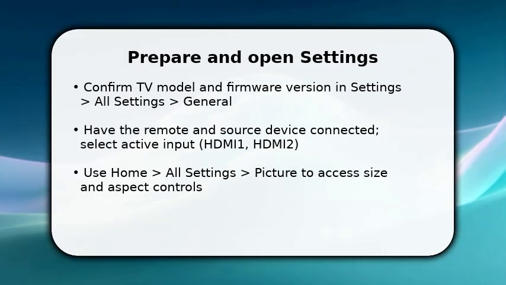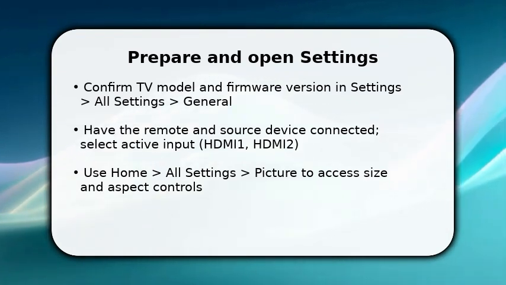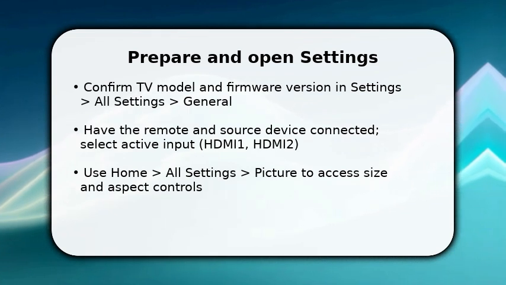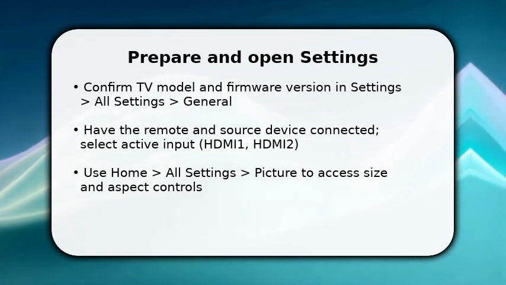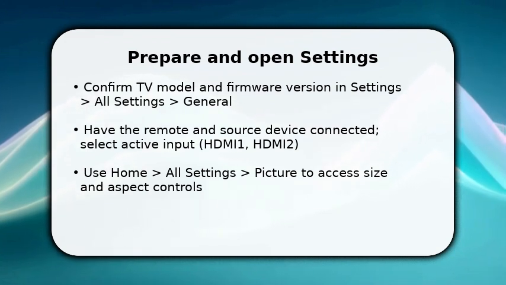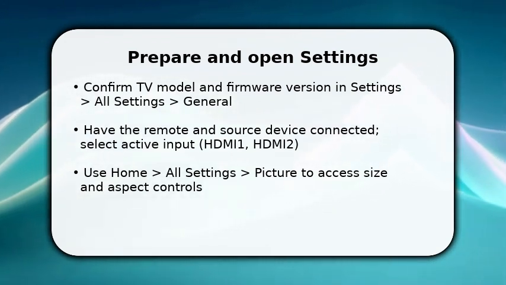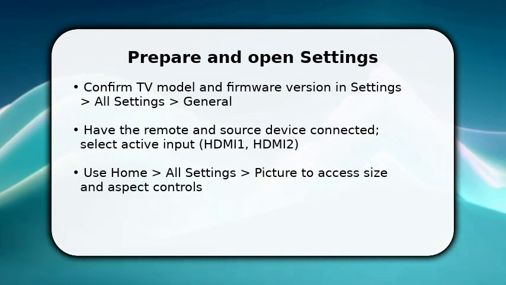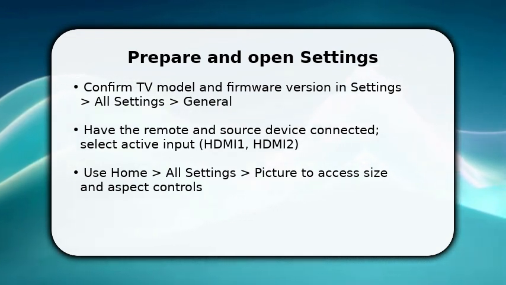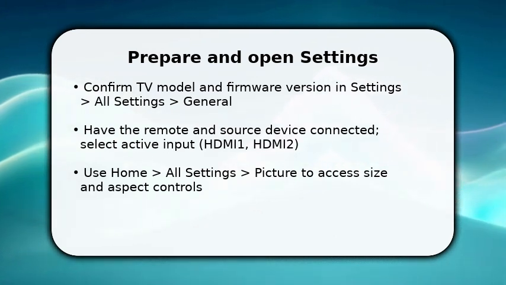You start by confirming the model and firmware so you know available picture options. Make sure the source device is connected and selected. Once done, press Home and go to All Settings, then Picture. This opens the controls that change screen size and aspect. Make sure to note which input is active because LG saves some settings per input. From here, you're ready to adjust picture mode and picture size options to match your content source and personal preference.